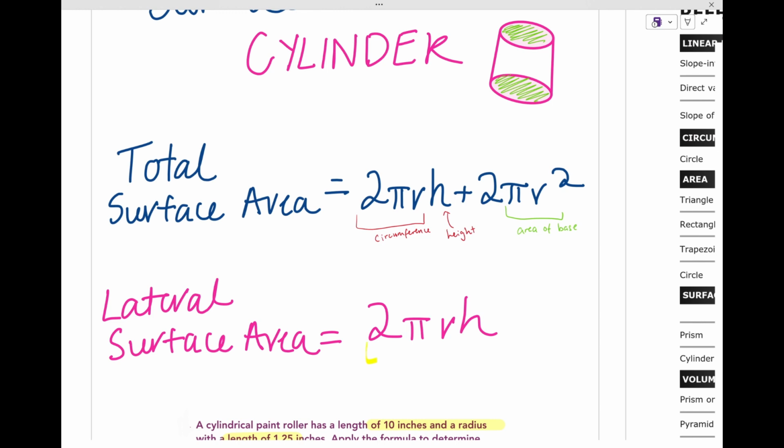And that's what we have right here, 2 pi r times h. R stands for radius, h stands for height. All right.